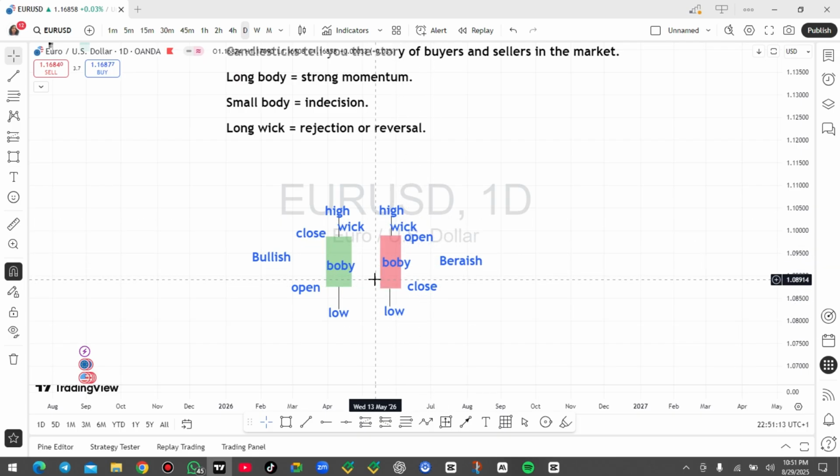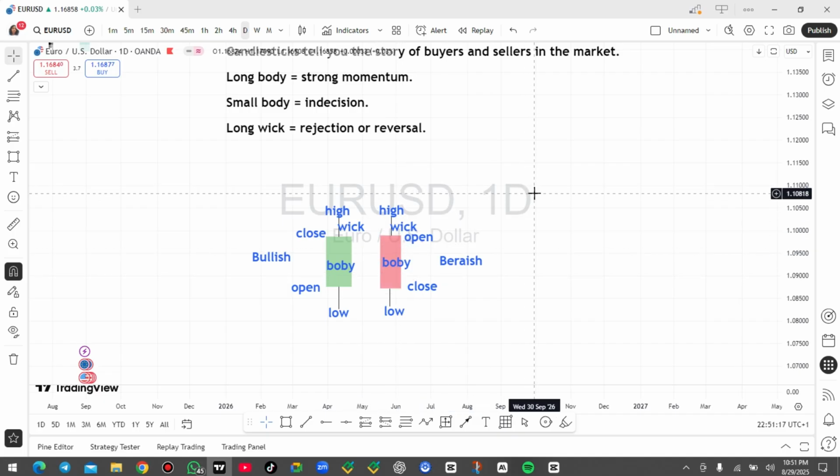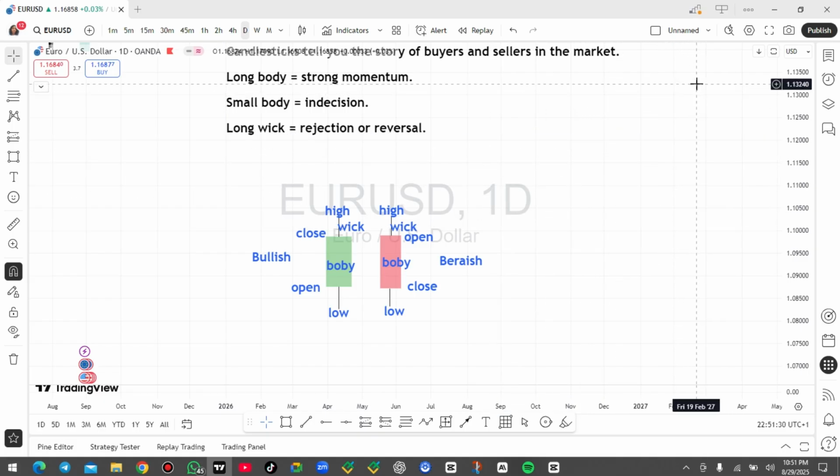The body of a candle tells you who is in control of the market. If you see a rejection candle, it will tell you that there's indecision, buyers and sellers are struggling in that market. So that's why candlestick patterns matter a lot. Candlesticks help you to know who is in control of the market.